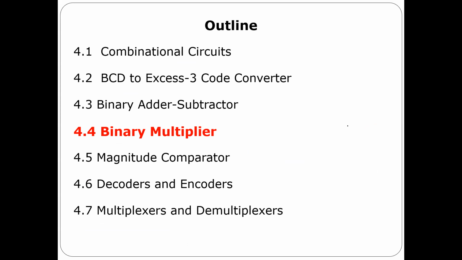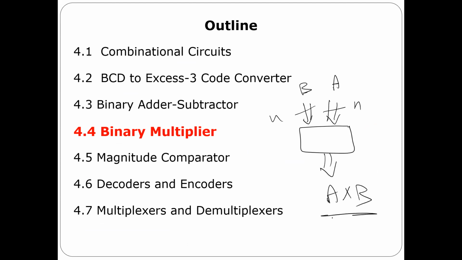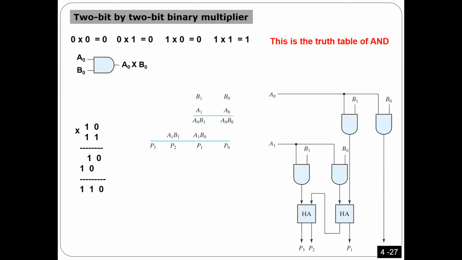So for example, I have a circuit here, and then I have a number here, B. I have another number here, A. This one is n bits, this one is n bits, and then the output here is going to be the multiplication, A times B. You got what I'm saying? So you have hardware circuits similar to the others, but instead of doing addition, I want to do multiplication. So let's see how we can do multiplication in binary.